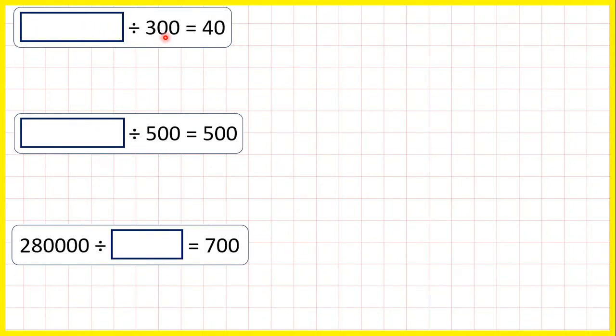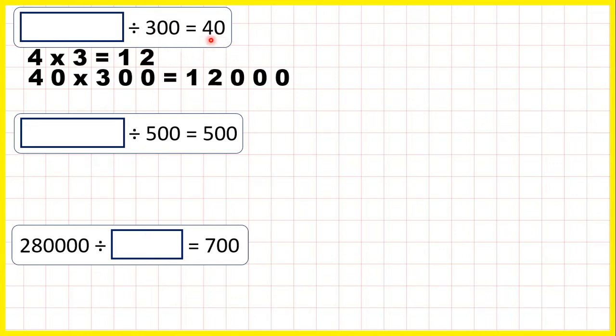Something divided by 300 is 40. It's the first number that's missing, so we can read the question backwards as a multiplication to find our missing number. We know that 4 times 3 is 12, so 40 times 300 is 12,000, because here we have a total of 1, 2, 3 end zeros in the multiplication question, so we need 3 end zeros in our answer. So 12,000 divided by 300 is 40.